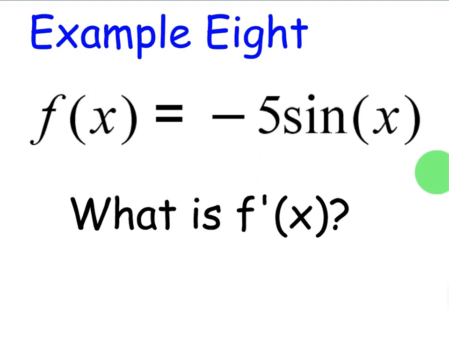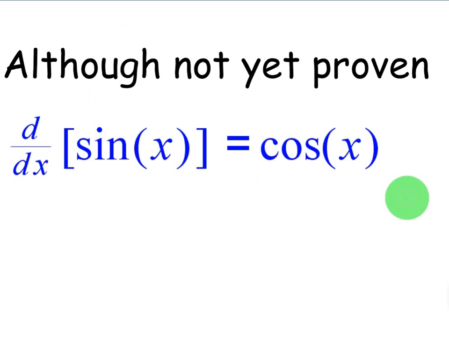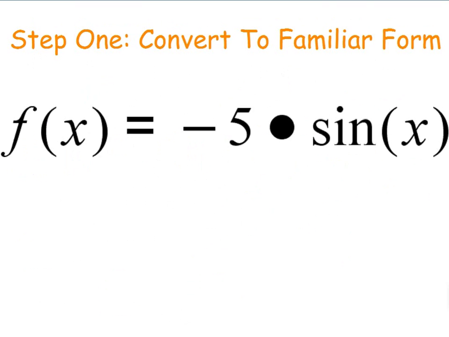I'm going to have to tell you what the derivative of sine is for now, because you haven't learned it yet, but it's important that we see a function that's different from a polynomial, just so you can get the gist of this. So we have f of x equals negative 5 sine of x. I want to figure out what f prime of x is. Although we haven't proven it yet, I can tell you that the derivative of sine is cosine. So just remember that, the derivative of sine is cosine. When we convert to a familiar form, we see that we have a constant number multiplying a function, so we can use the constant multiple rule.